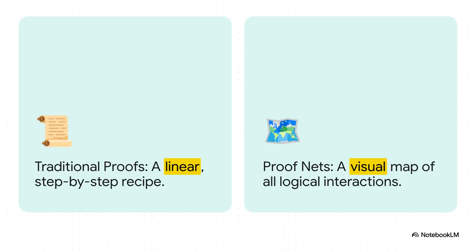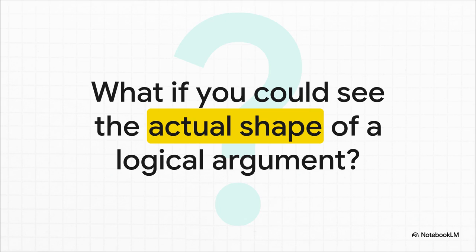Okay, so let's just jump right in. On one hand, you've got your traditional proofs. You can think of these like a recipe, right? You follow each step one after the other to get to your final dish. But proof nets? Whoa, they are a whole different ballgame. They're more like a map of the entire logical landscape, showing you how all the different pieces connect and interact all at once.